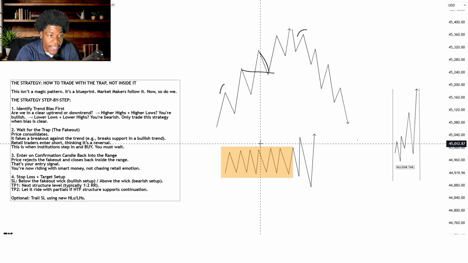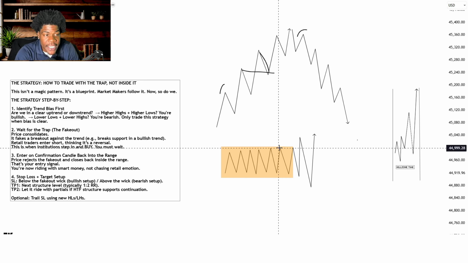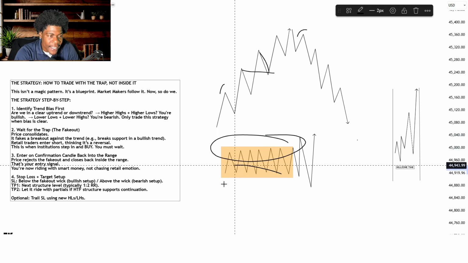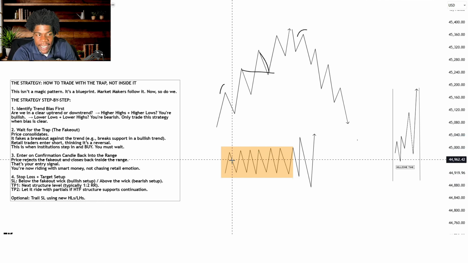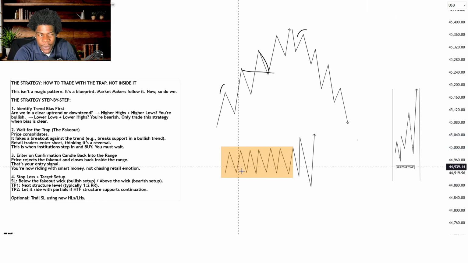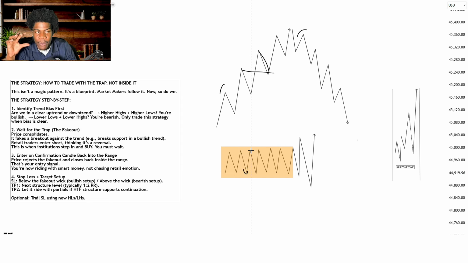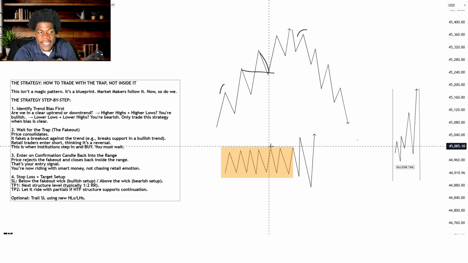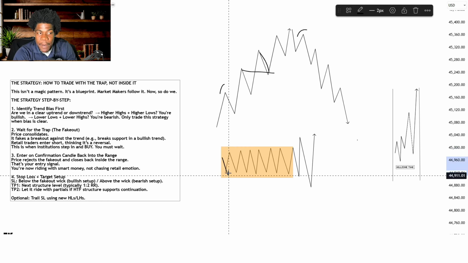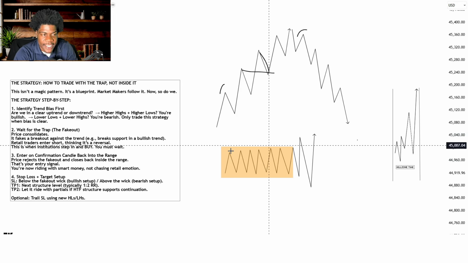You must wait. As you can see right here, this is our consolidation range. Liquidity is building above and below this zone. A lot of traders get caught up in these ranges because on the lower time frames you could catch lower time frame reversals. But if you zoom out on the 15 minutes and you see that price is not really breaking out, you should not be trading inside a consolidation range.